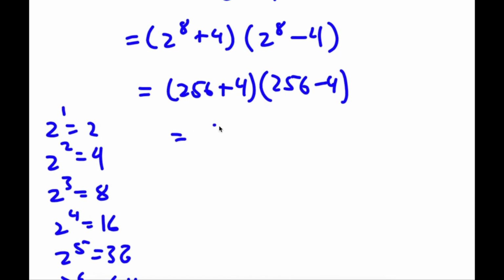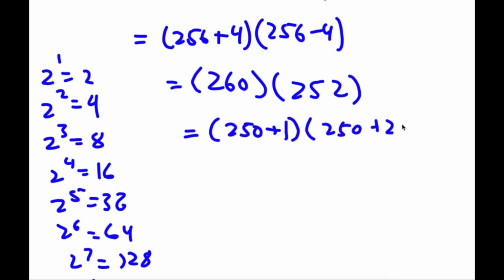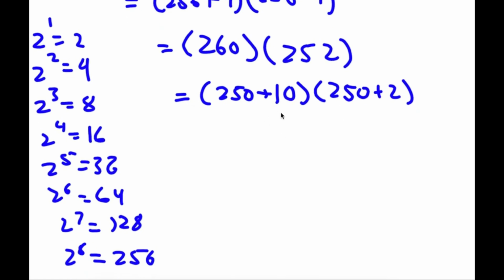Now 256 plus 4, that's going to be 260, times 256 minus 4, that's going to be 252. So now I have 260 times 252. Now I'm going to rewrite this: 260 we can rewrite as 250 plus 10, and 252 we can rewrite as 250 plus 2. So now we have 250 plus 10 times 250 plus 2.